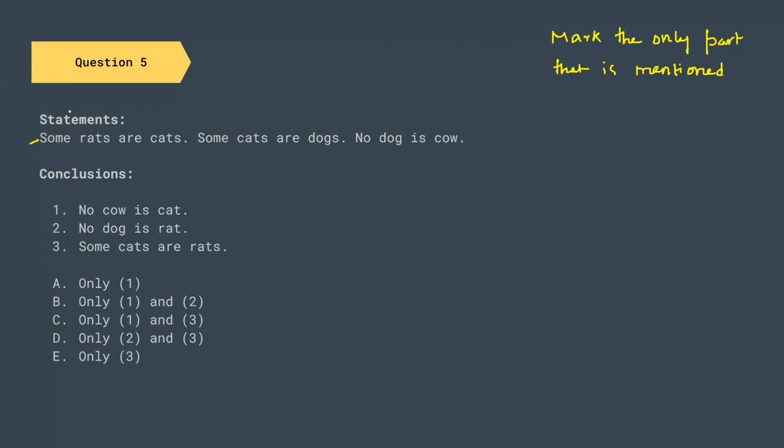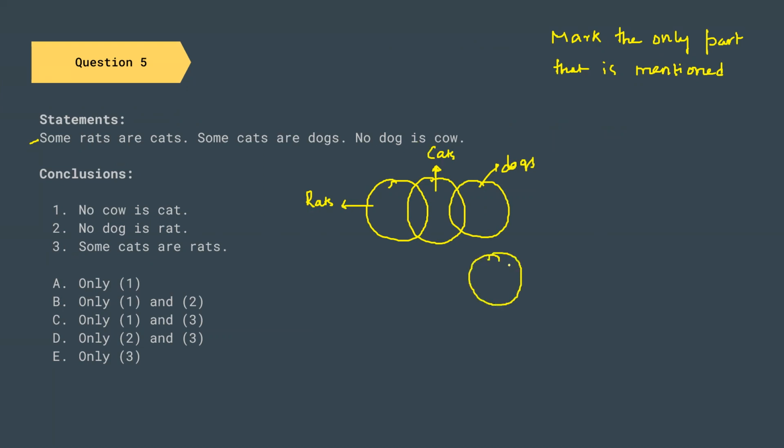The first statement says, some rats are cats. So we have one circle representing all the rats, and another circle representing all the cats. This circle represents rats, and this circle represents cats. Some cats are dogs. So there is another circle, and that represents dogs. And there is another circle for cow, and it says that no dog is a cow. So I will mark cow here.